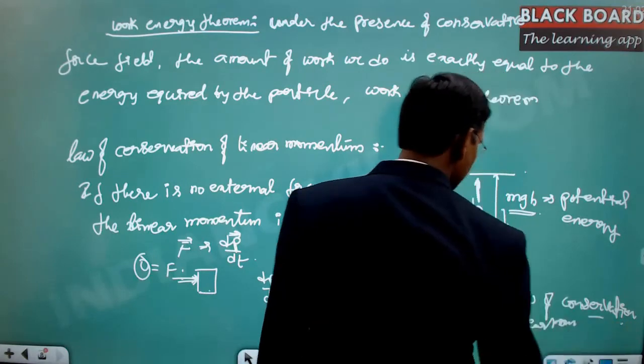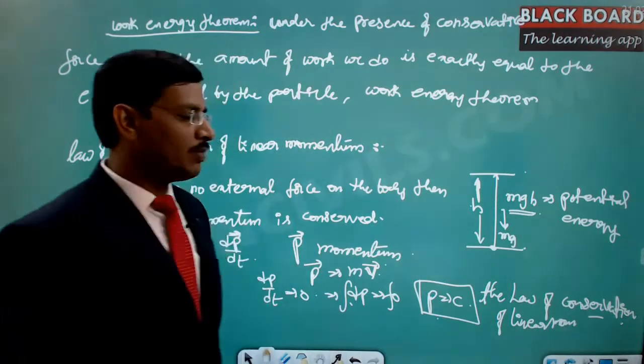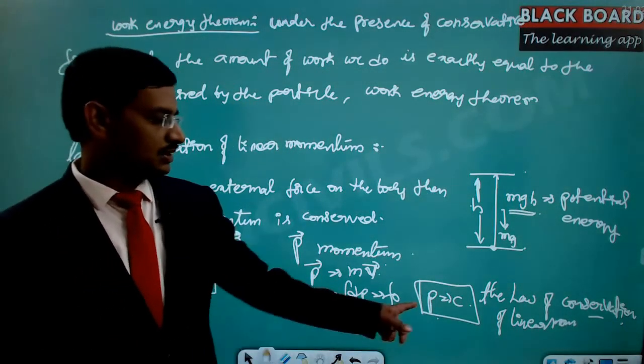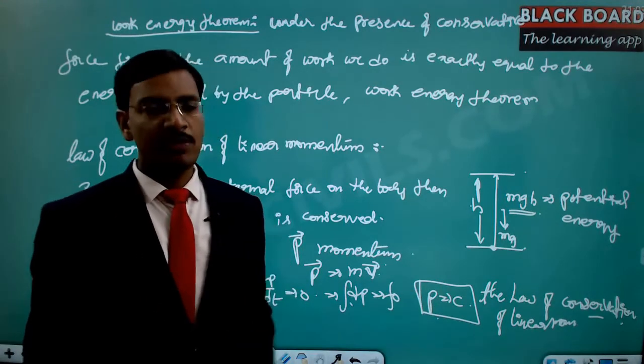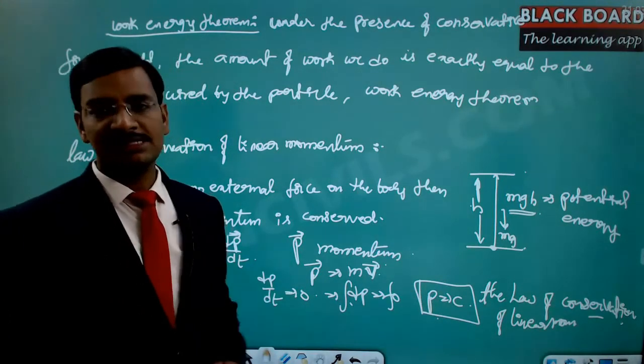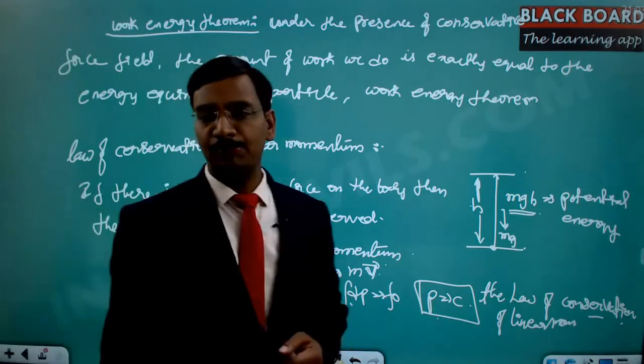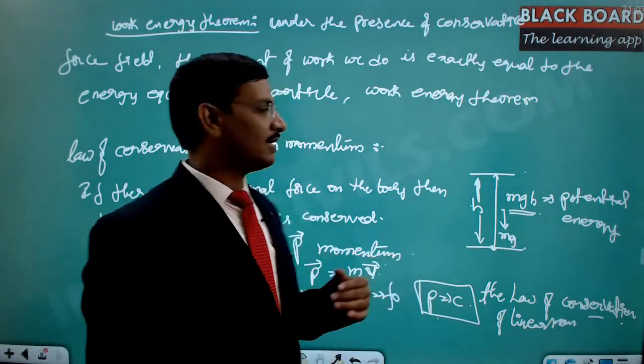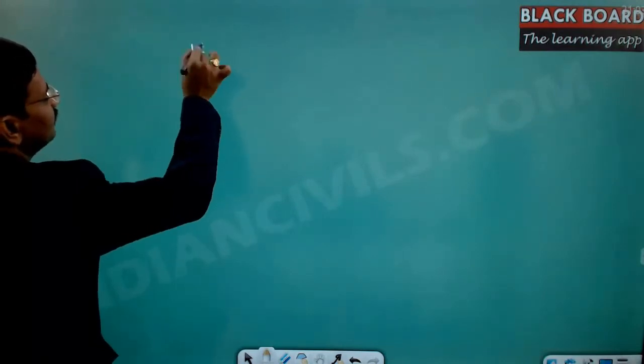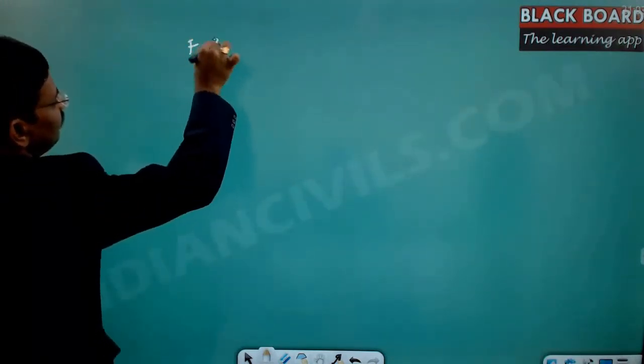Right? So as long as there is no external force, the momentum is maintained constant. So that is P is equal to C, and the momentum is nothing but the product of mass into velocity. That is nothing but the impact. And this can be further extended as impact force, that is dF by dt. So F is equal to dP by dt.